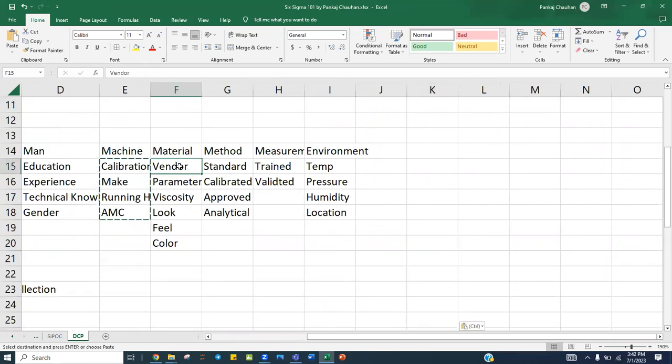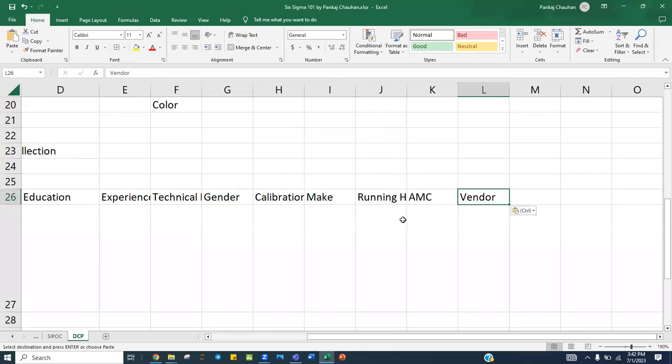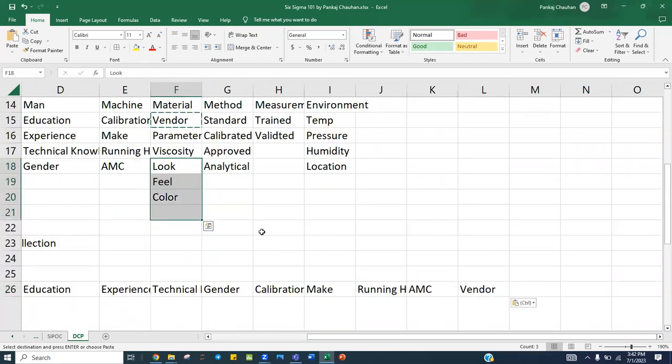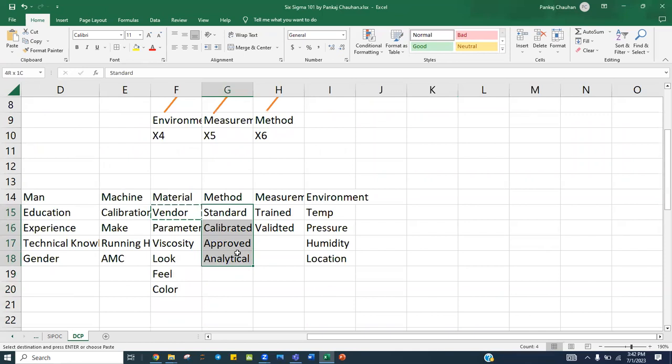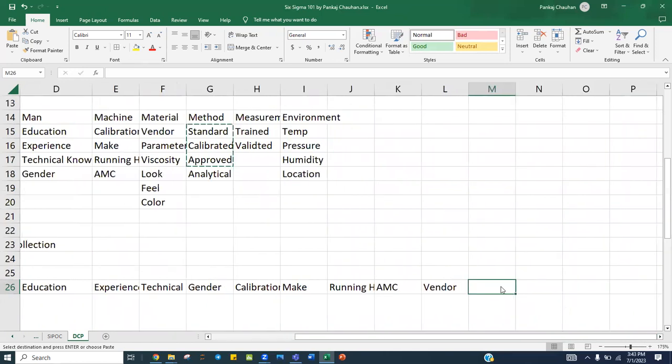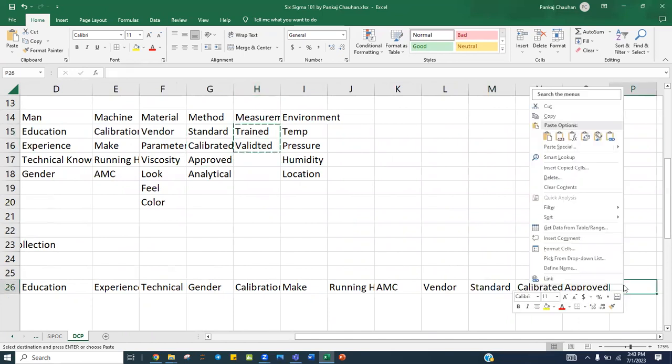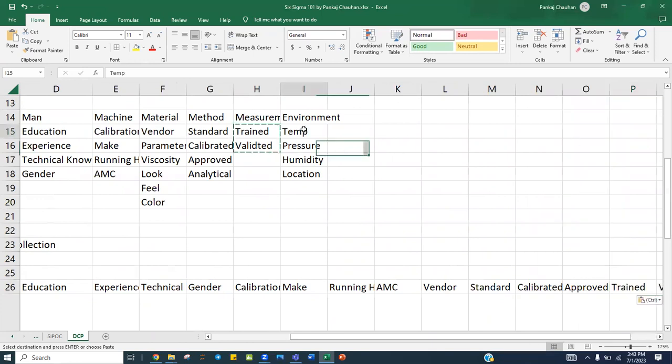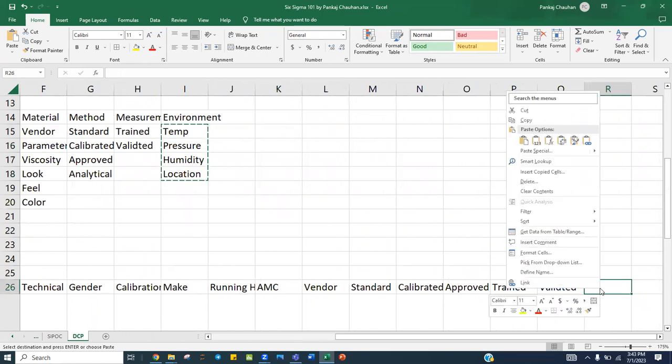After that, the raw material used. Suppose what was the vendor? I think only one parameter will be related to the vendor here. And the method that you have used, was it a standard or calibrated and approved method or not? So this X will come here. Then the measurement: the person who was doing this, was the person trained and validated or not? What temperature, pressure, humidity, and which location was the product manufactured in?